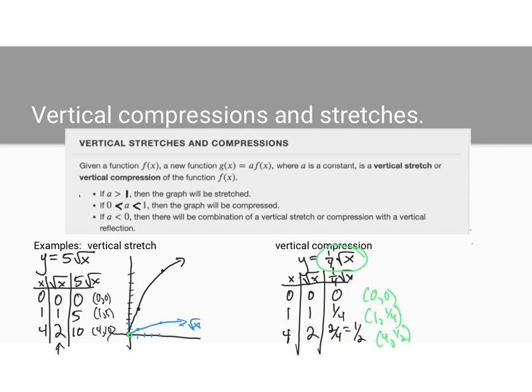So 0, 0 is still here. 1, 1/4 is going to be really small, way down there, and then 4, 1/2 will only be over here. So you can see it's kind of been squashed. It still should have the shape of the other one, but it'll be squashed. And the other thing to note here is, what if it's a negative number, like -5 or -1/4? Then you would still graph this to begin with like this, except then all the points would be reflected across the x-axis. So it would flip it over.